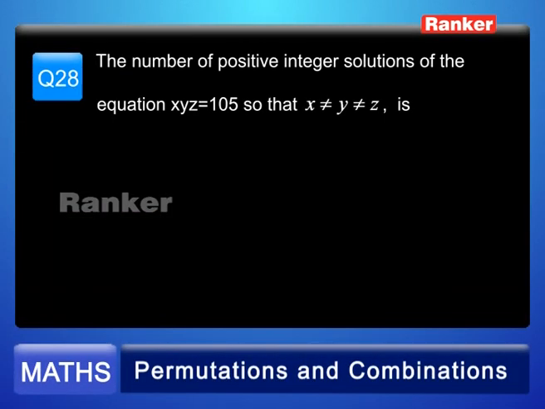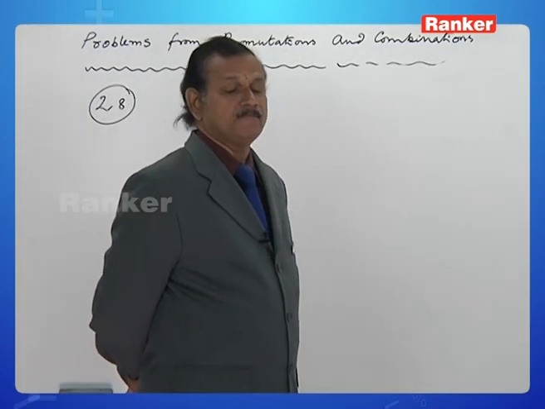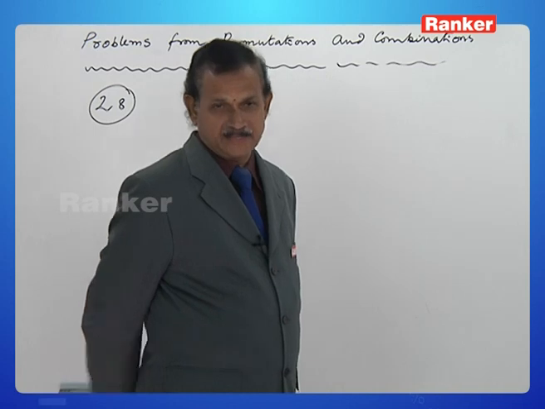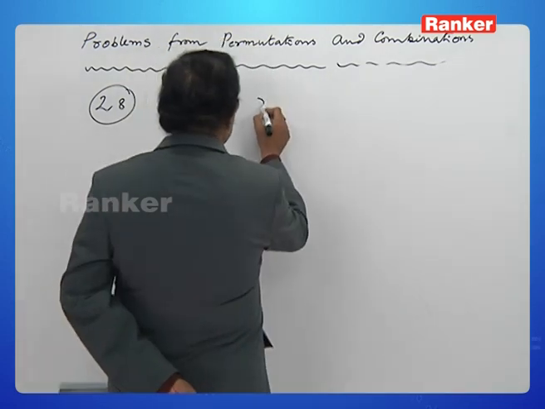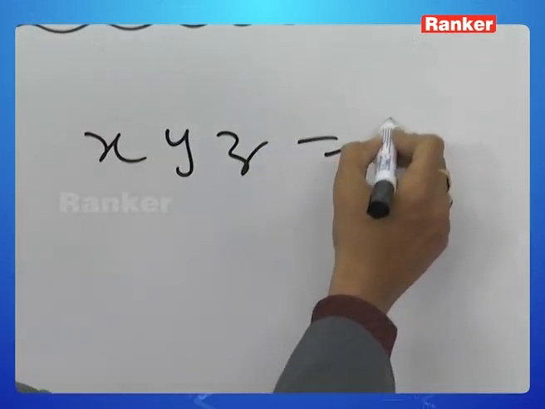The next question before us is question number 28. The number of positive integral solutions of the equation xyz equals 105 such that x not equal to y not equal to z, that is they are all different, is: option A 24, option B 27, option C 6 and option D 12. What is the basic equation given for us? xyz is equal to 105.